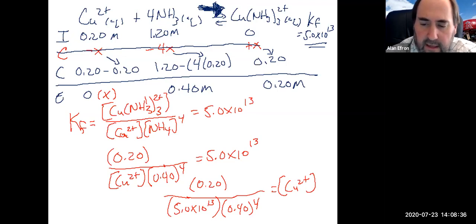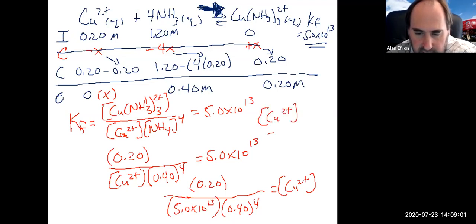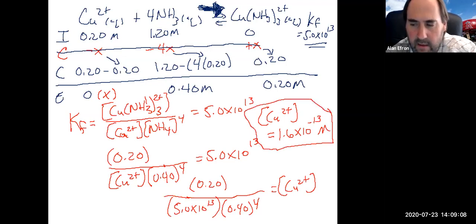And if you do all that good math, I got a calculator here somewhere, I guess. Let's see here, 0.2 divided by 5 to the 13 divided by 0.4 to the fourth. We get 1.6 times 10 to the minus 13 molar as our free copper 2 concentration. First off, any questions on that calculation?